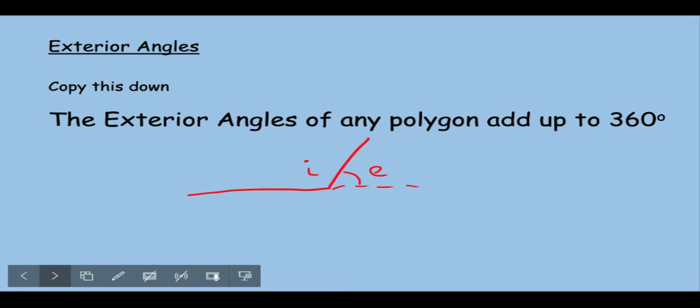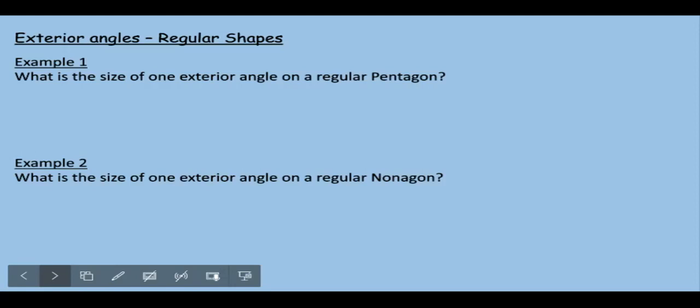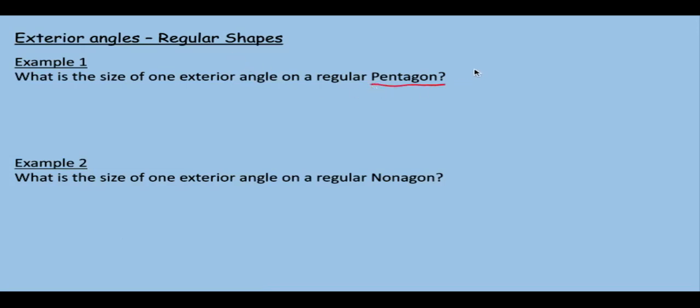So side heading examples now. So our first type are when we've got regular shapes. So that means all the sides are the same length and all the interior and exterior angles are the same size. So if we had a regular pentagon, that's not great, is it? Regular pentagon, that means we've got 5 sides.